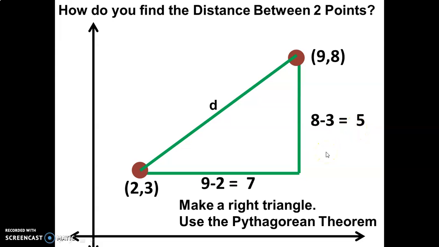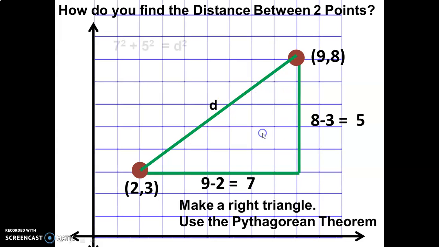So to find the distance, we can just do the Pythagorean theorem on this right triangle. So we have a coordinate plane. We can do 7 squared plus 5 squared equals d squared. Add those up, 74, take the square root of both sides, and we have 8.6. So the distance is 8.6. So when you use the distance formula, always remember it comes from the Pythagorean theorem.